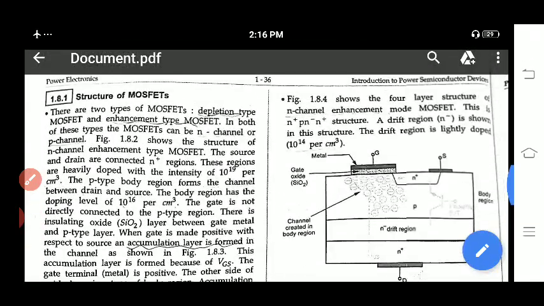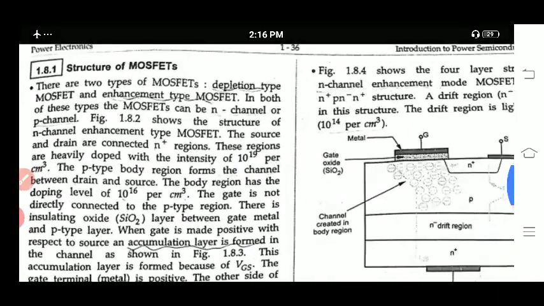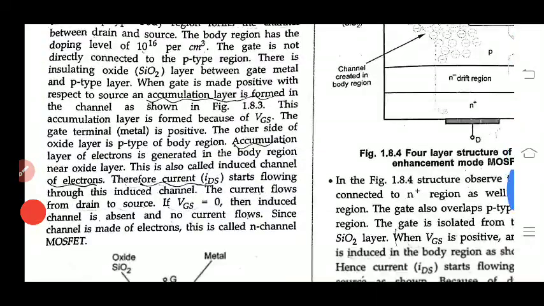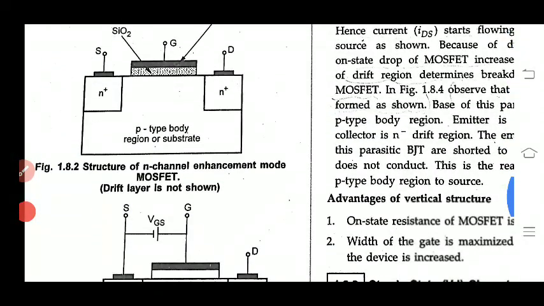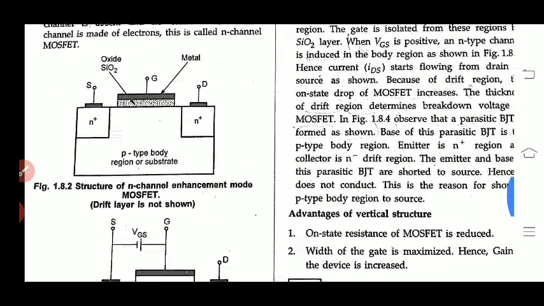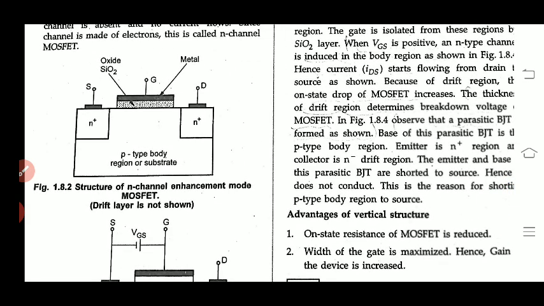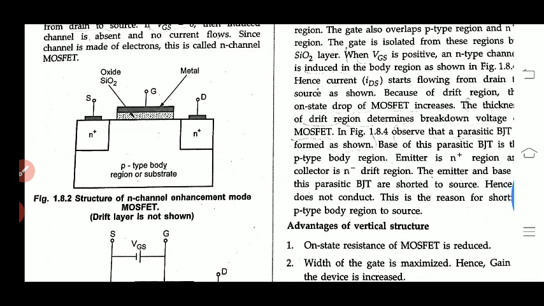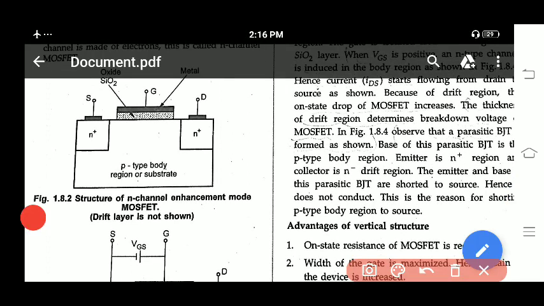Next we will see the structure of the MOSFET. Here you can observe a very simple structure of an N channel enhancement type MOSFET. In an enhancement type MOSFET, you don't have any channel between source and drain. Channel means this region. In this region there is no channel at all.